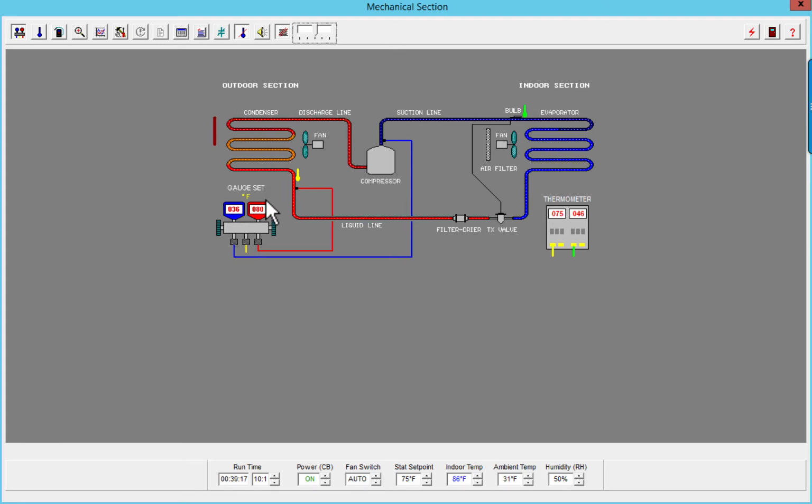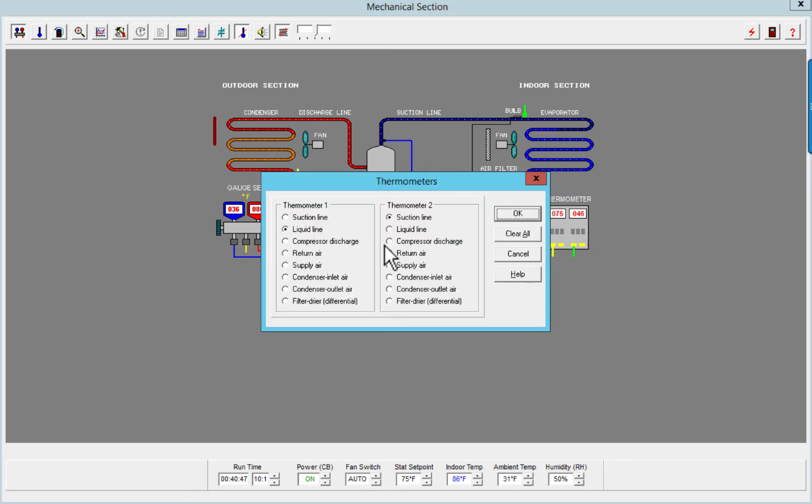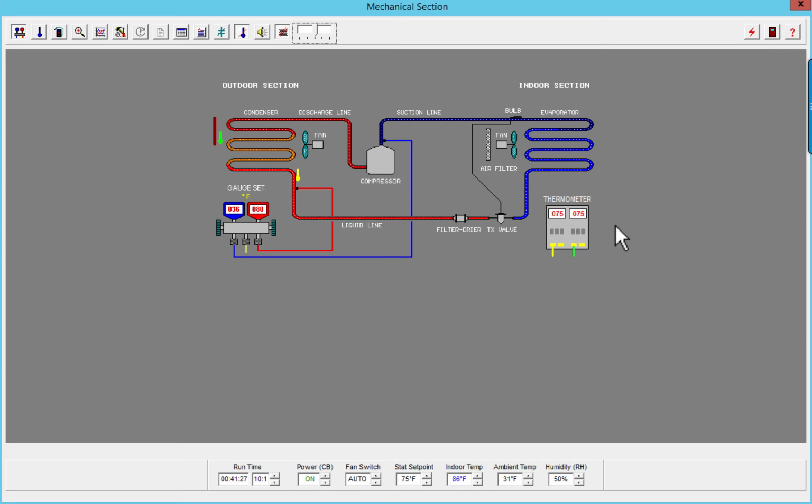Now I can get a decent superheat; it's still 15 degrees, but it's starting to become a decent one. And if I take a look at my condenser outlet air, we can now see that I'm starting to put out air that's a little bit warmer. I'm starting to reject heat. What happens if I completely block that coil?